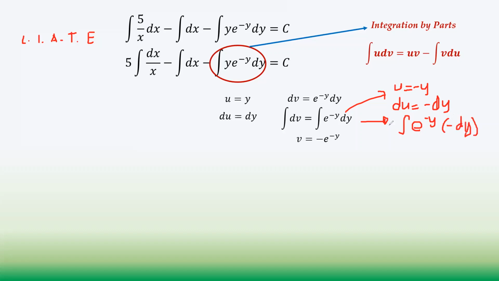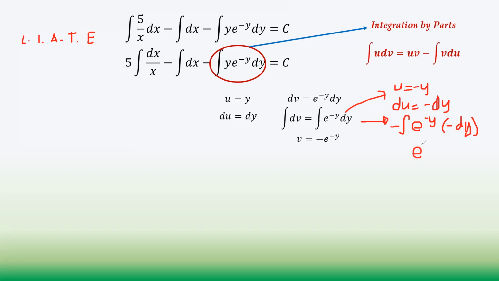Para positive, labas ka ng negative. Kumbaga, nag-multiply ka ng negative sa loob, multiply ng negative sa labas. So, negative and negative is still positive. So, walang problema. Kaya ito ngayon ay e raised to u du. Ang sagot dyan ay e raised to u.